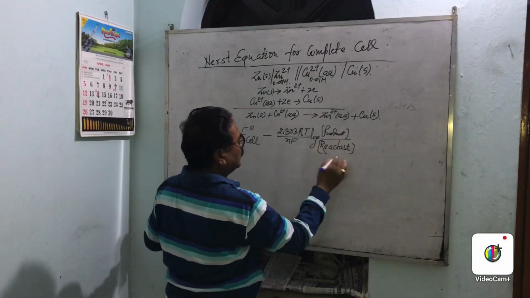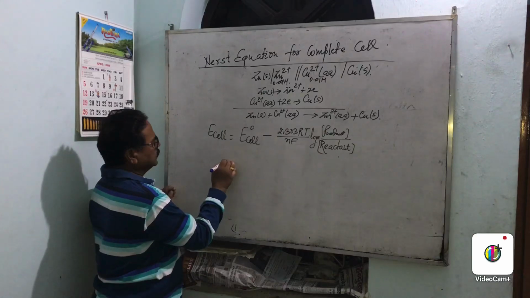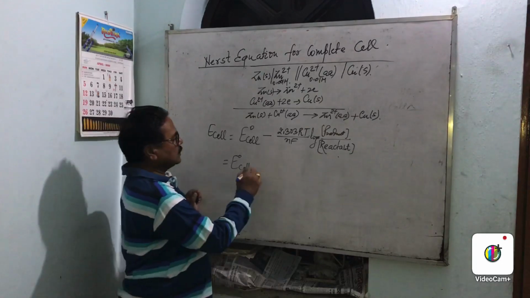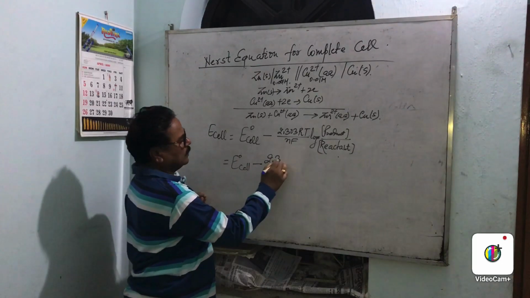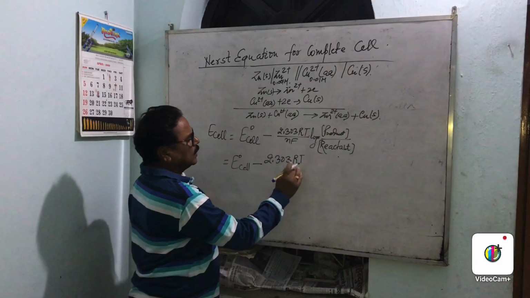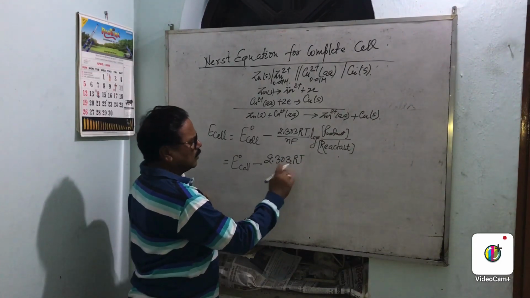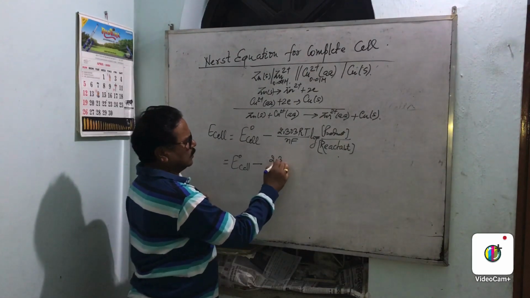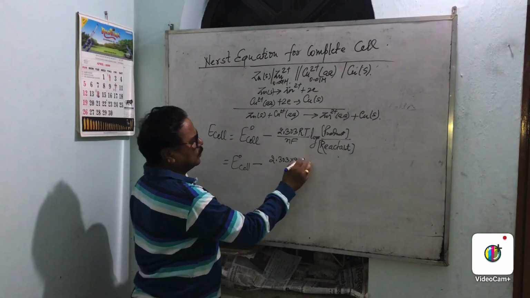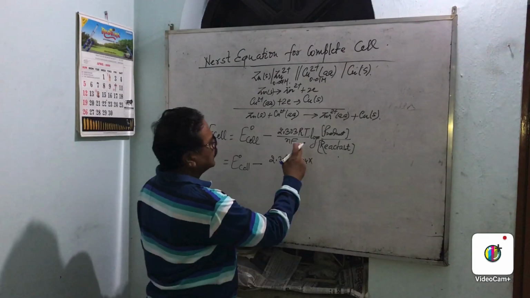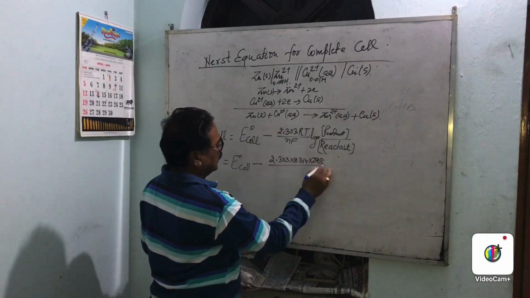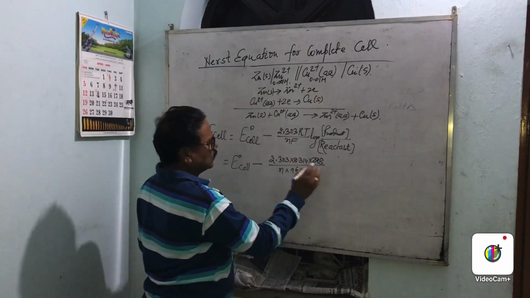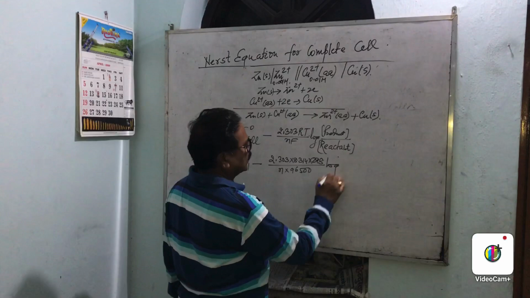REACTANT. Right? Now we put the value here. E0 cell, we have to calculate it. We have E0 cell minus 2.303 RT by nF. Put the value on solution. If we put the value and solve it, that is 2.303, 8.314 (R is equal to this), and T is 298, and N, and this is the log, and F is 96,500 coulomb per mole. Then its value, product C.